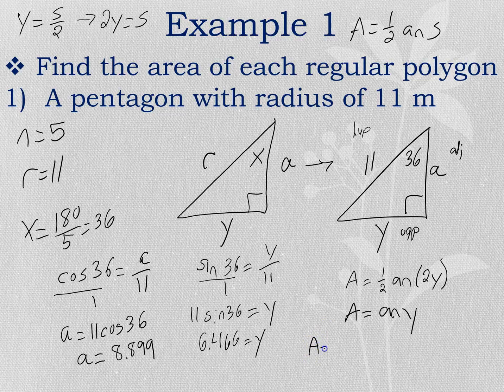So instead your area is the apothem, 8.899, times the number of sides, which is 5, times the y value, which is 6.466. This is a very similar shortcut to how we rewrote the rhombus equation, the 1/2 d1 d2 as 2xy instead. Very similar idea. So we're going to get our area as 287.695 meters squared.